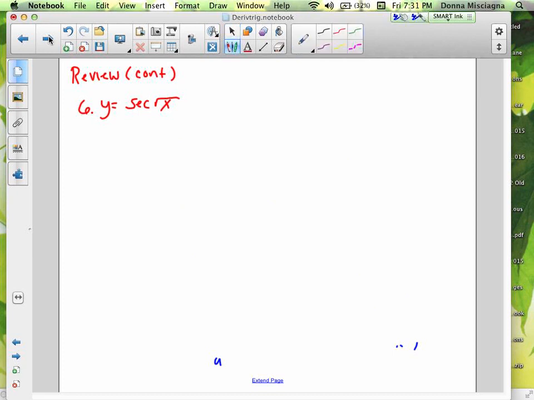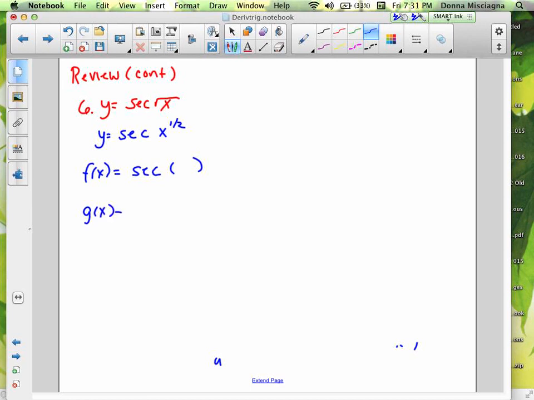Y equals secant square root of x. This would be a chain rule. I can rewrite this as y equals secant x to the 1/2. Right, so our outside function is secant blop, and the inside function is x to the 1/2. So because it's not just an x, this would be a chain rule.